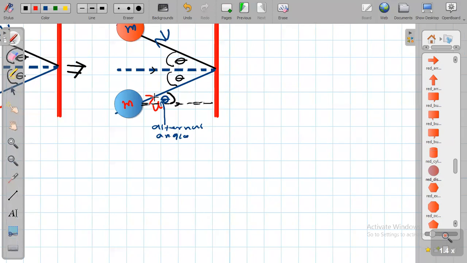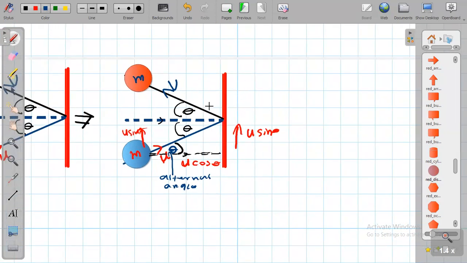This is u cos theta, and there is u sine theta. I can also apply it here when it is colliding here, u sine theta. This angle is directly there, that is v cos theta. At here, v sine theta.